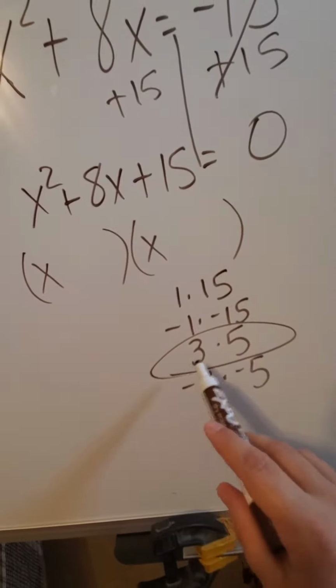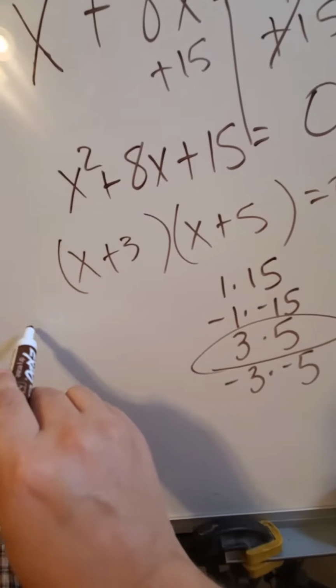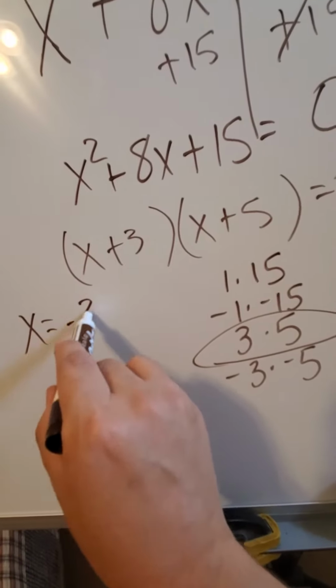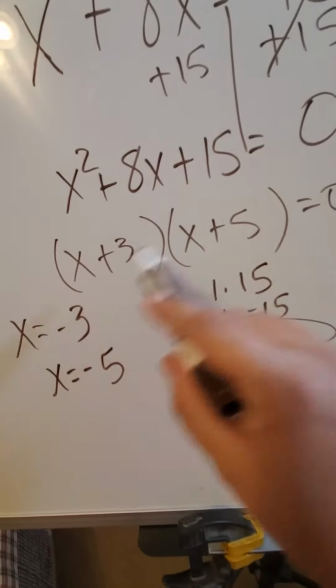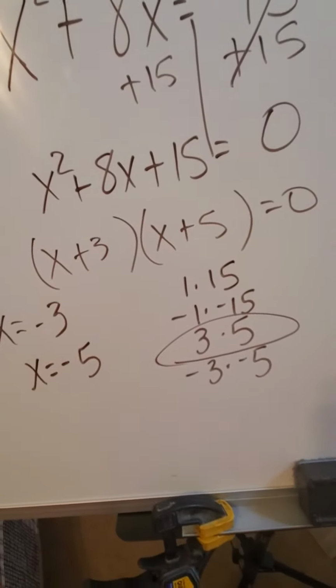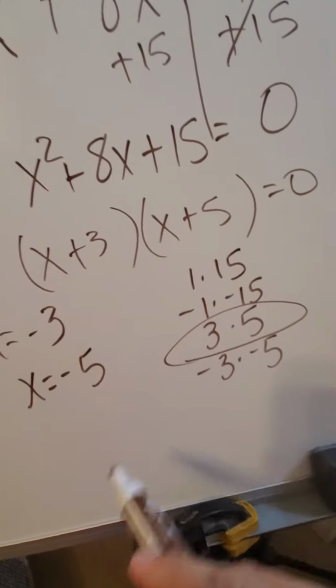Now I'll list out all these, but hopefully you can get comfortable where you know it's going to be 3 and 5, because 3 plus 5 will give me 8. So x plus 3 times x plus 5 equals 0. And then I'd say x equals negative 3 and x equals negative 5. Because remember, before I'd set those both equal to 0 and solve, okay? Go back to that previous video if you don't remember that part.